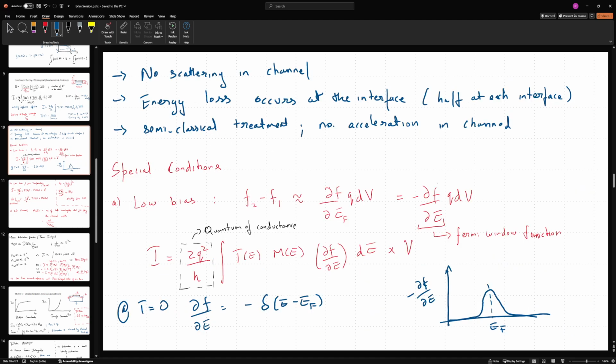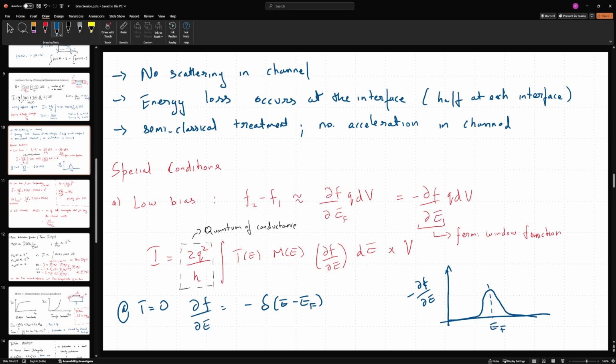Now we are still talking about Landauer transport. In ballistic transport, there is no scattering in the channel. Energy loss occurs only at the interfaces. Half of the energy loss occurs at the terminal 1 channel interface. The other half occurs at the channel terminal 2 interface.